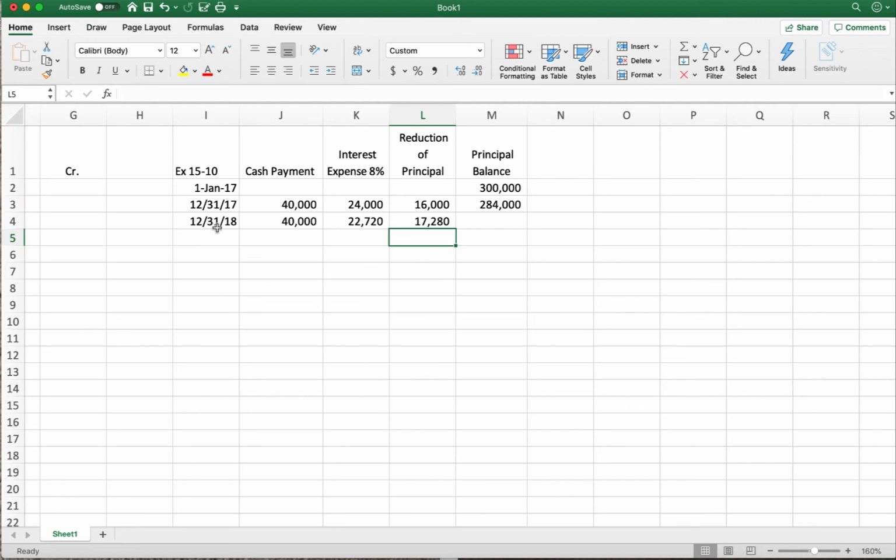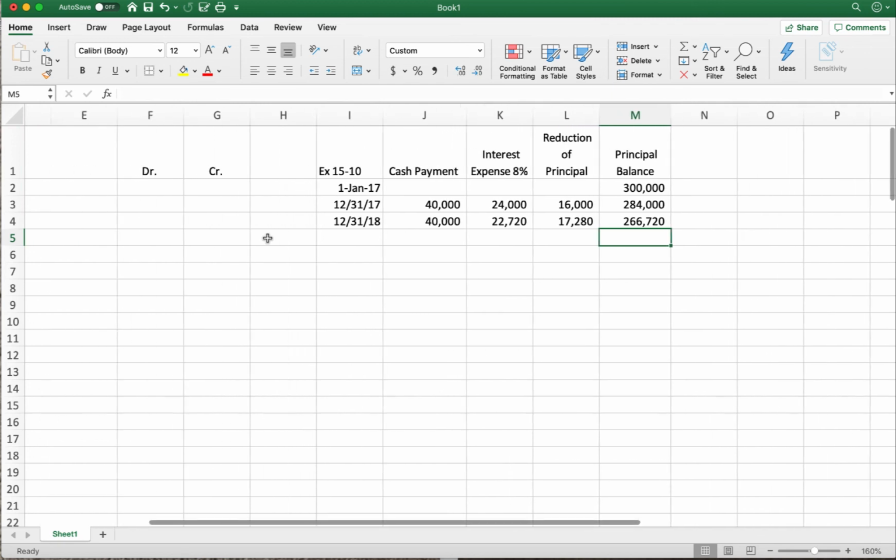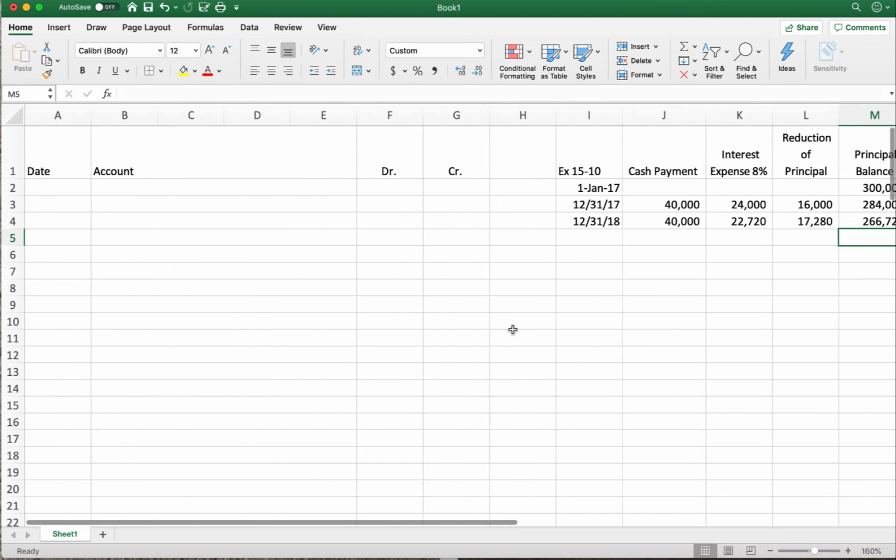So at the end of year 2, what's my principal balance going to be? I take my $284,000 principal balance minus the reduction in principal from this second payment, and I get $266,720. Now we did our calculations, and all we have to do is journal it.